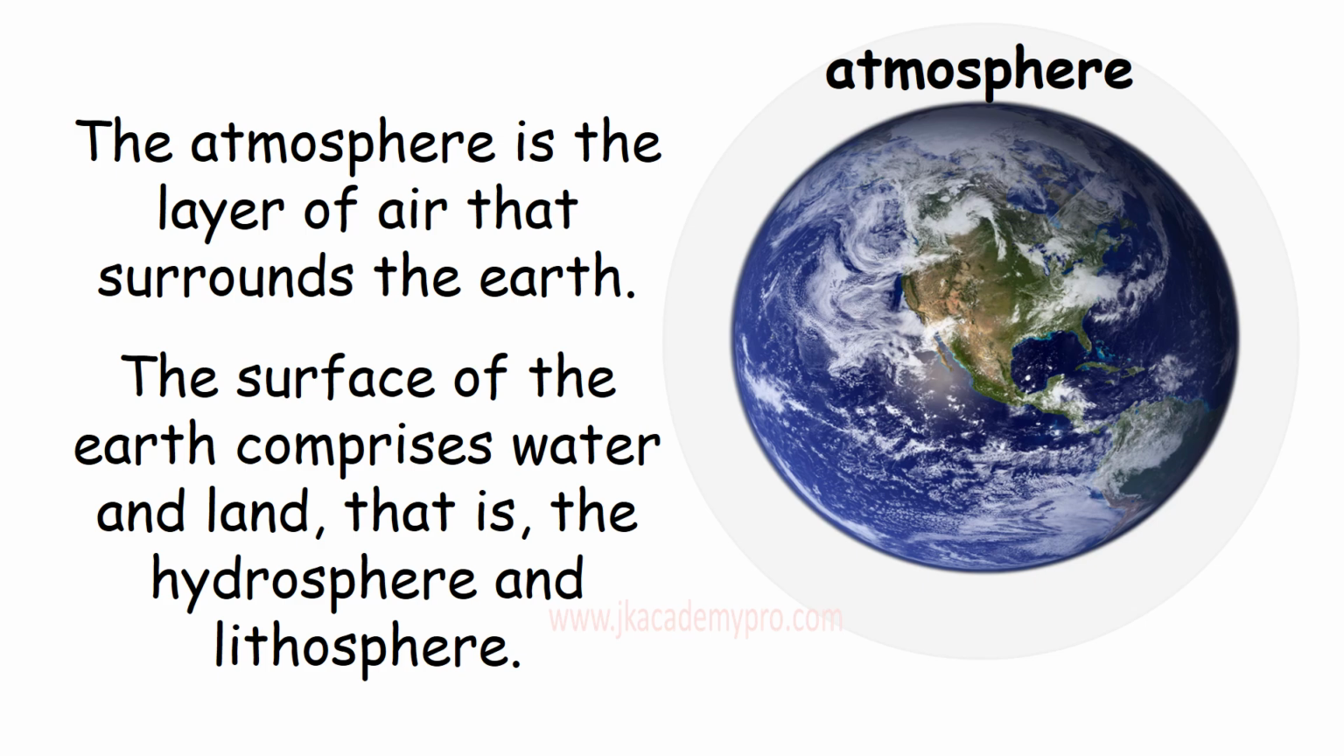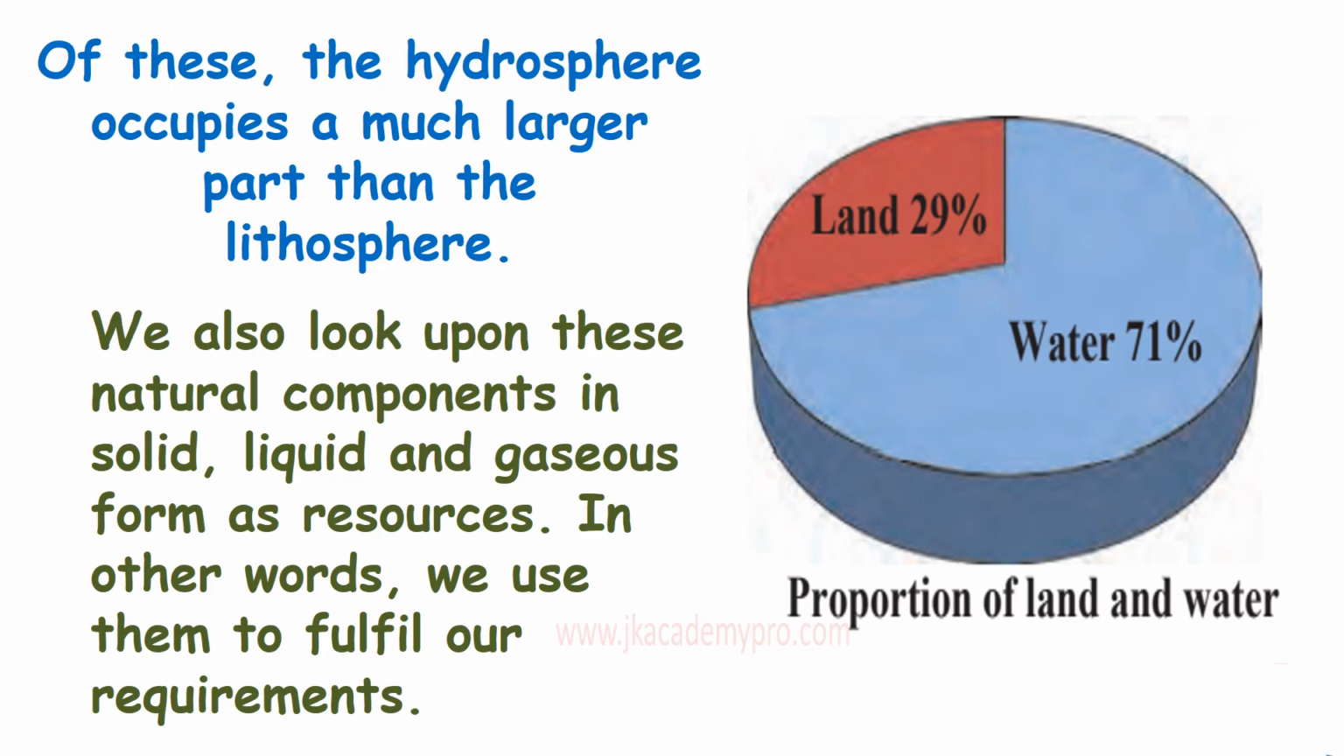The surface of the earth comprises water and land, that is, the hydrosphere and lithosphere. Now, the water occupies 71% of the whole of the earth and land occupies 29%. So, this tells us that the hydrosphere occupies a much larger part than the lithosphere.